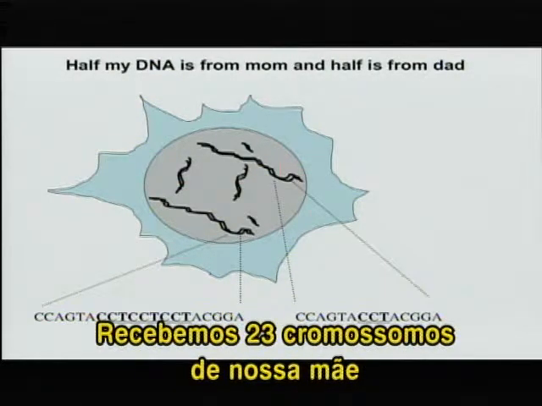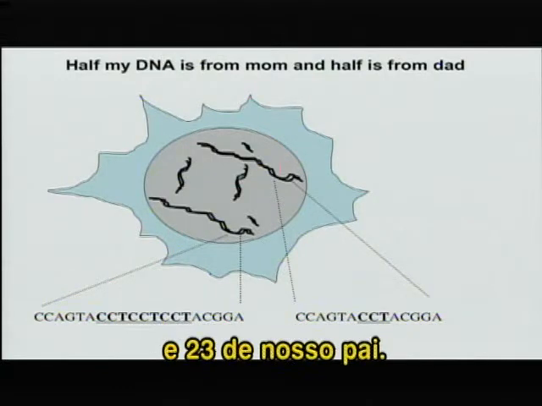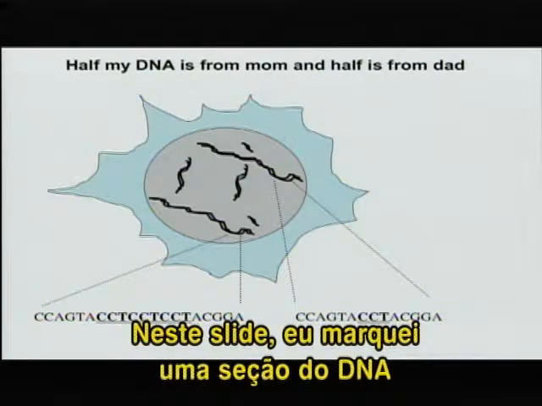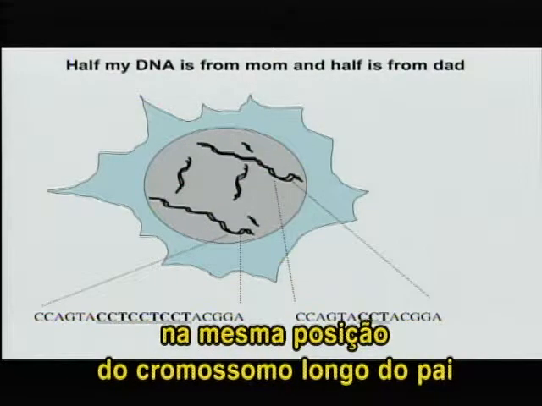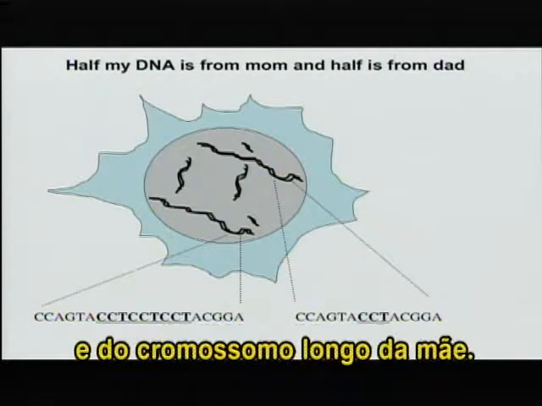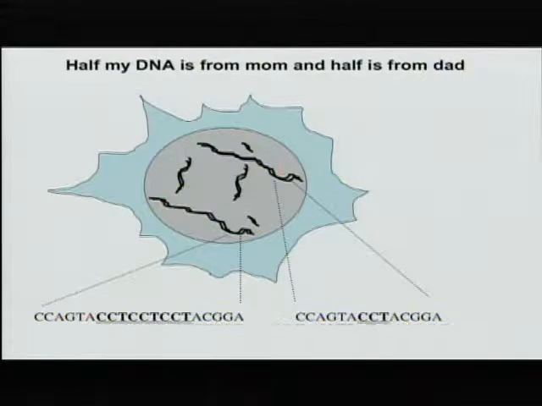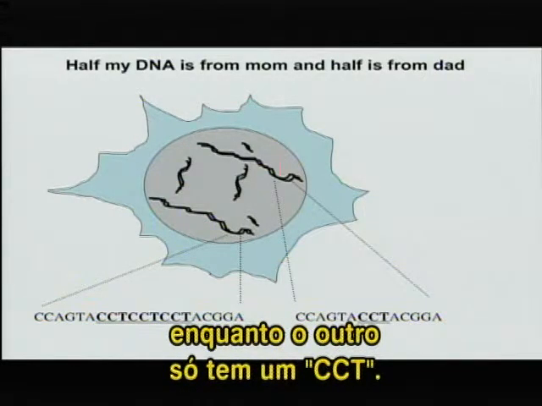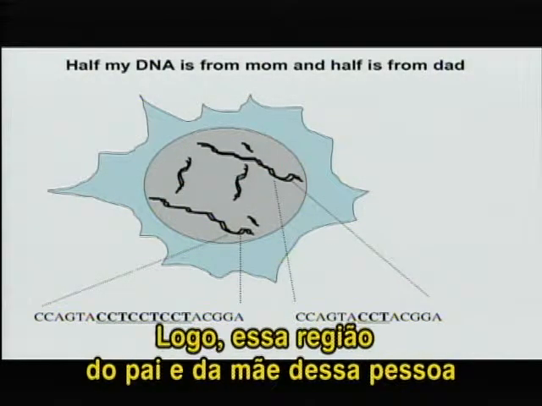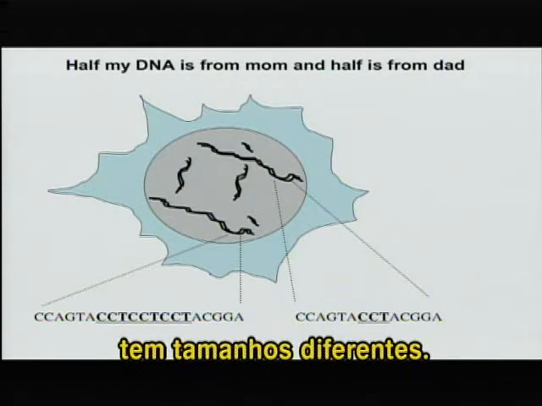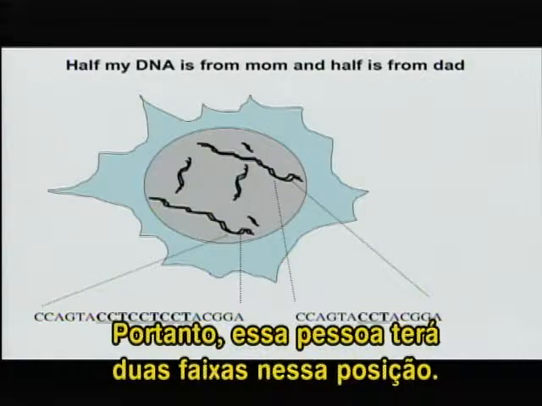You would get 23 chromosomes from your mom and 23 chromosomes from your dad. So here on this slide, I've labeled a section of DNA in the same position of the long chromosome from the father and the long chromosome from the mother. And as you can see, one section has 3 repeats of CCT, while the other section only has 1 region of CCT. Thus, this region from the 2 parents of this person is different sizes, so this person would show 2 bands at this position.